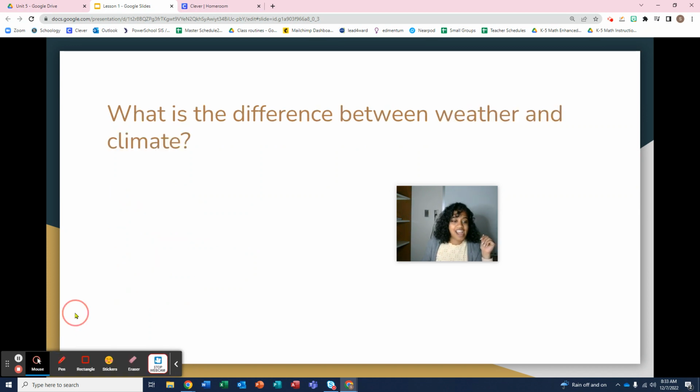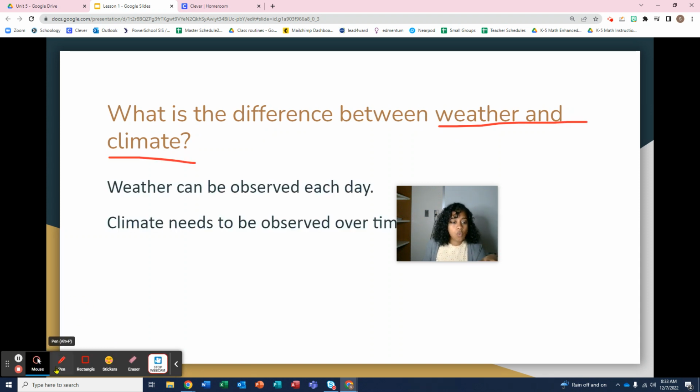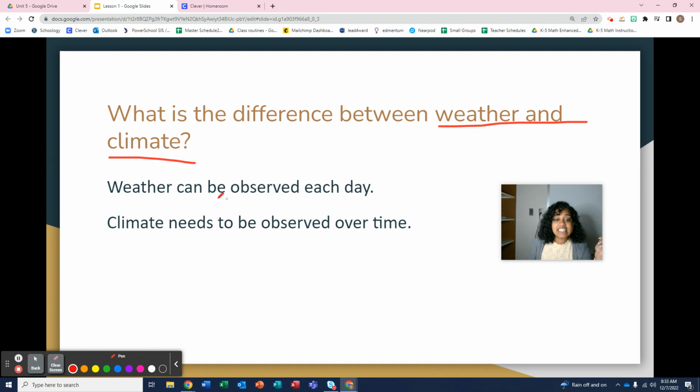Okay. Now, what is the big difference between weather and climate? Weather can be observed each day. It's a short period of time. We can observe weather during a day, during a week. We don't really need a lot of time for weather. Climate needs to be observed over time. If we do not have time, we're not sure what the climate is. So that is the difference between weather and climate. Climate is an average and weather is a single occurrence.